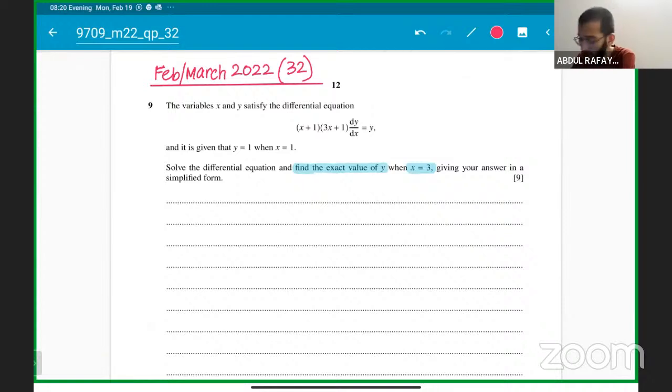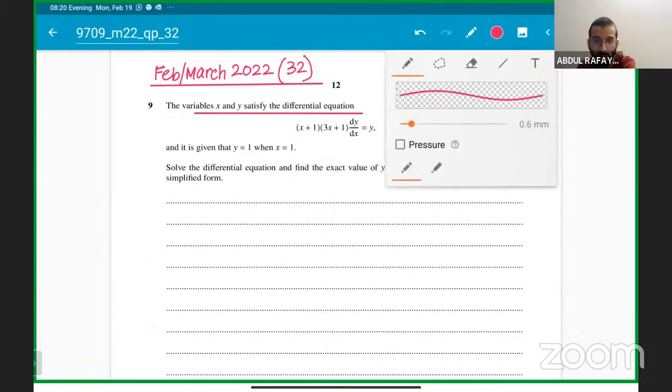Okay, students, let's continue. What we need to understand is that we have been given the variables x and y satisfying the differential equation, and we have to give the answer in a simplified form. We have to find the exact value of y, so no decimals are allowed, when x is equal to 3. Is everyone with me, following?